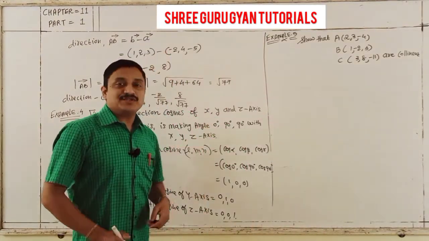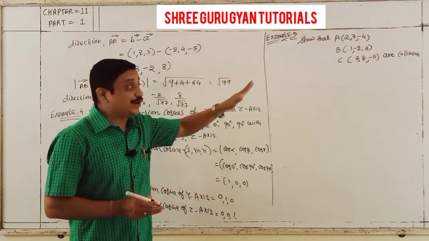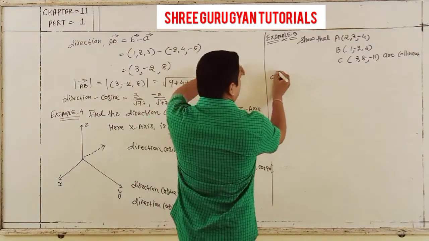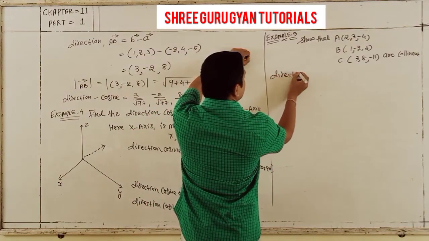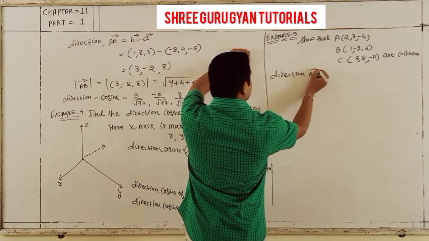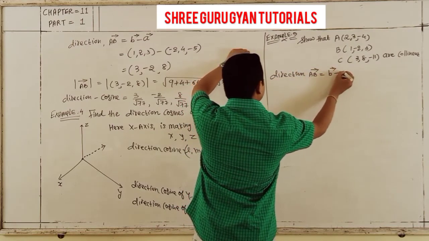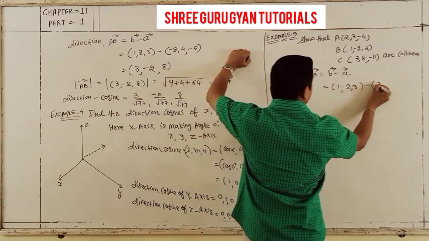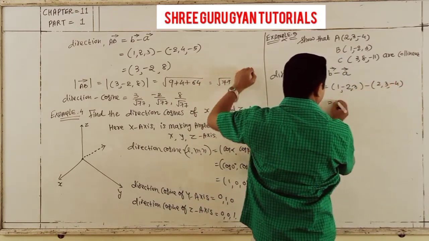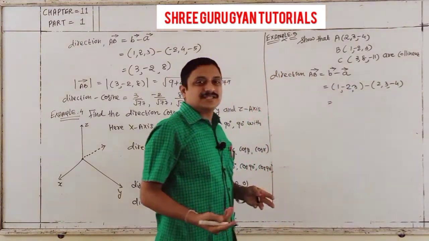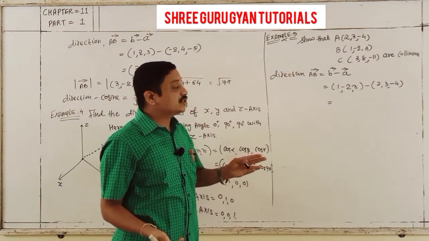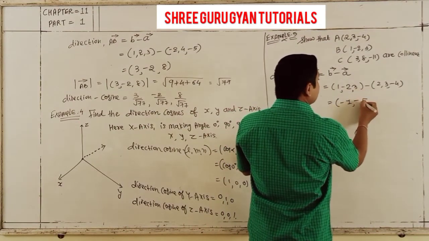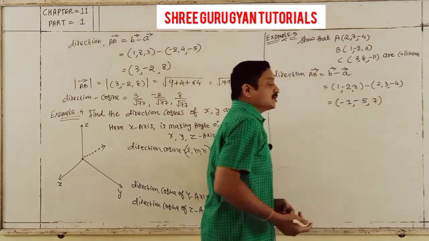Now in example 5, students, show that the given 3 points are collinear. So the directions are the same. First I take one direction, AB, and apply B position minus A position vector. B I have 1, 2, 3 and A I have 2, -2, 4, and just subtract it. It will give -1, -2, -3 minus 5... 3 and plus 4, 7.